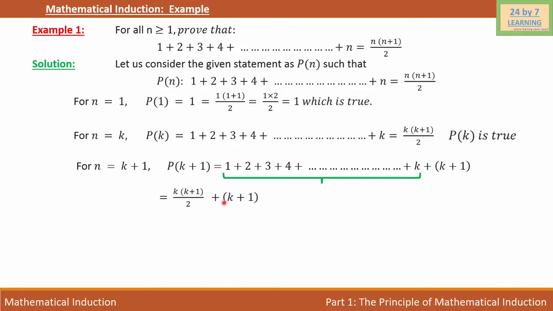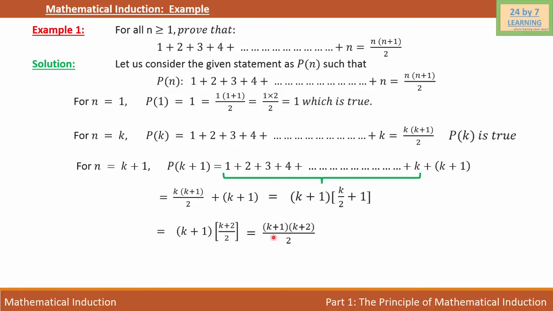Now I'm going to further simplify, and if I do that, I can take k + 1 common. So my k + 1 is common, and inside the bracket I have k over 2 + 1. As you can see, k + 1 is common for both these expressions. Now if I further simplify, I will write k + 1, and then the term inside the bracket will be (k + 2) over 2. If I rewrite this expression, I will write (k + 1) times (k + 2) over 2.